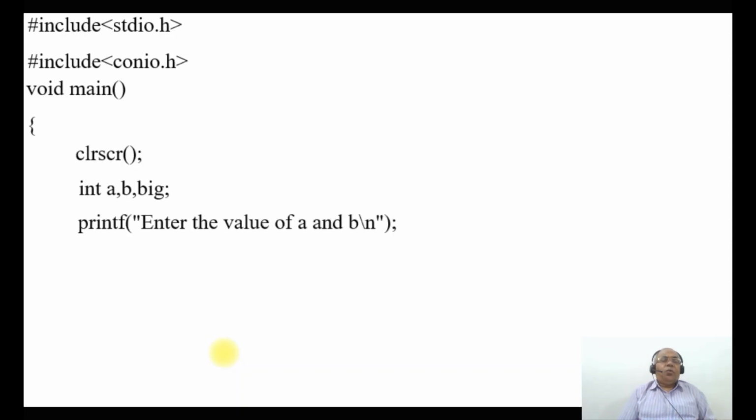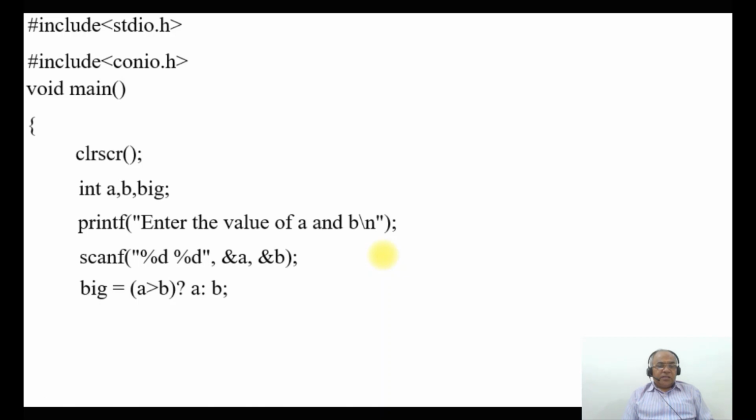So printf, what do we want to print? First we want to enter the values of A and B, so obviously we read those variables with %d, ampersand A and B. Because the values of A and B are integers, the format specifiers are %d and %d for integers, and these are the addresses. So big equals A is greater than B; if it is true, it executes A, else B.